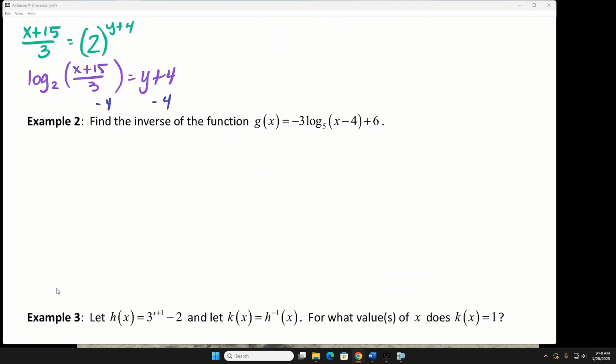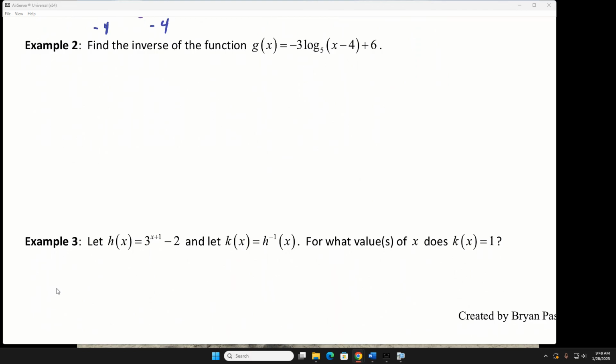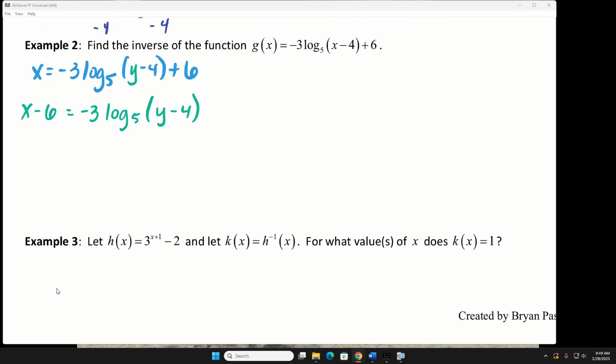Okay, let's look at example 2. This time we have a logarithmic function. Its inverse is going to be an exponential function. We're going to start off the same way and switch x and y. Whoops, I forgot to make my x, y. All right, and so what we want to do is isolate the logarithmic function. So I'm going to subtract that 6. All right, and then I'm going to divide by negative 3.